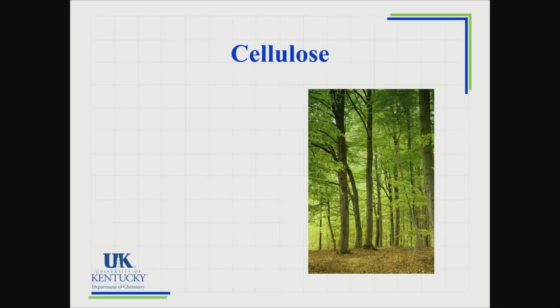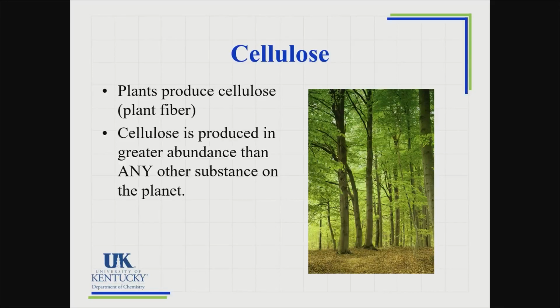Now let's mention cellulose for a little bit. So that's your plant fibers, okay, is what cellulose is. It is, and I find this a remarkable statement, produced in greater abundance than any other substance on the planet. We could have a chemical plant pumping out plastics as fast as they can, but it's not produced at near the abundance of cellulose, because every plant out there, as it grows and as it lives, is producing cellulose as it grows.